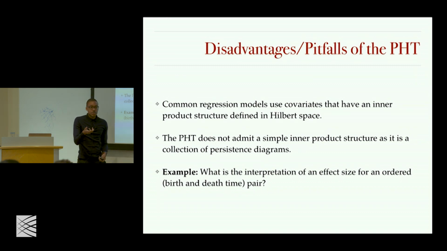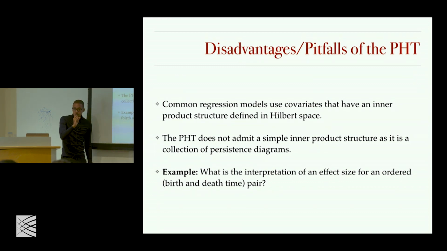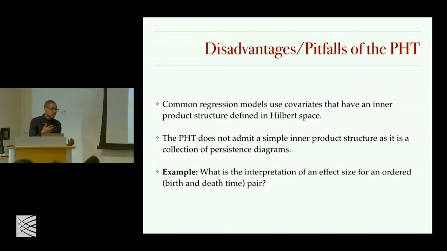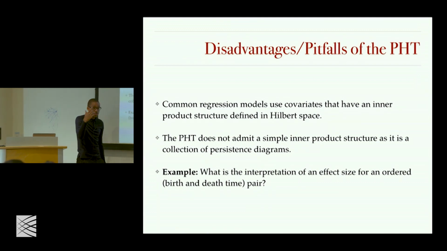Because in any kind of linear regression, I have these vectors, right? But each vector has a single point in each cell. I don't have these ordered pairs representing birth and death times. And so the interpretation of effect size is really hard when I'm working with persistence diagrams. That's why the persistence landscape and all those other things try to vectorize these things.